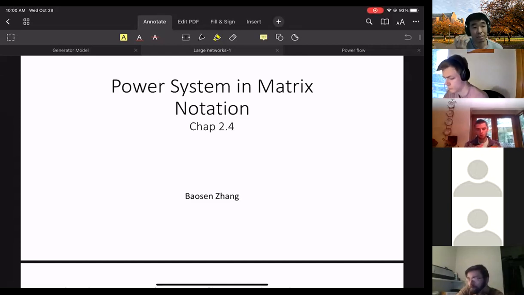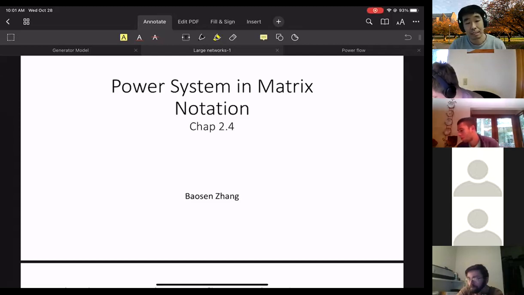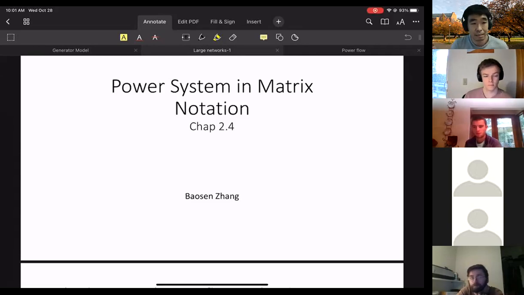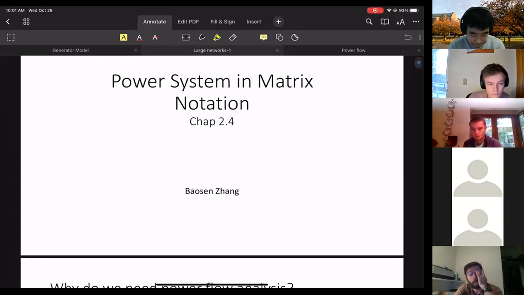But it's important to have a vector-matrix idea in your mind rather than thinking about single-component things. Okay, so this is an important, different way of thinking about the system, right? If you look at people who work in power system analysis, what they think about the system is basically a giant matrix with some vectors. That's the way we think about it. So that's what we'll cover in this, okay?